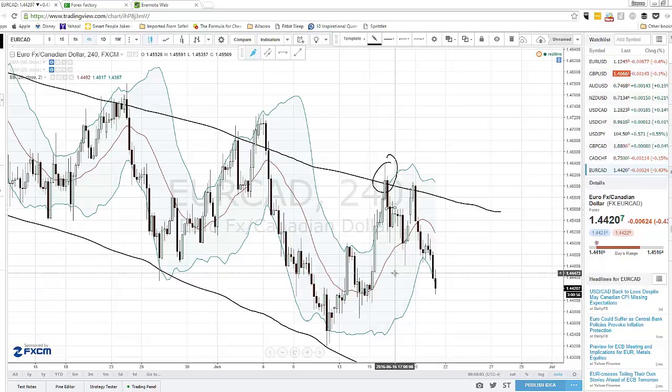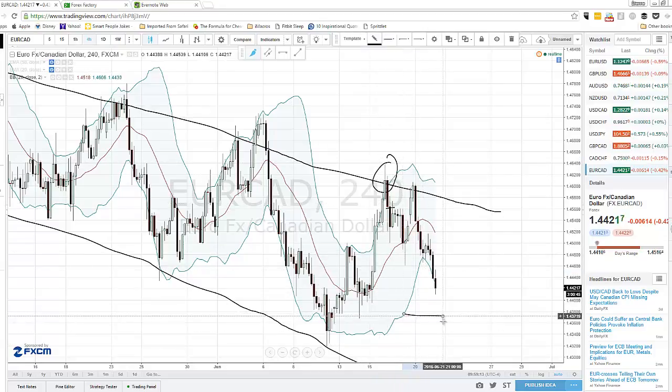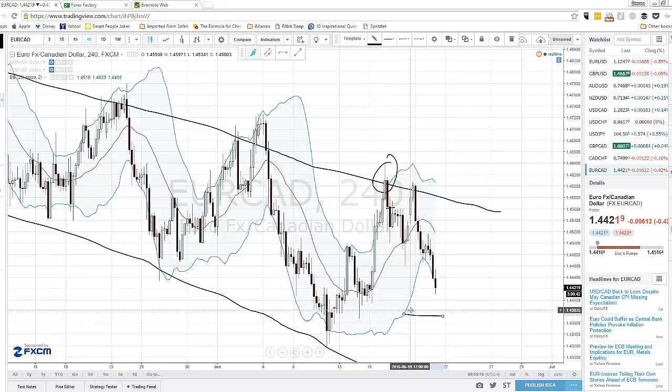Now, reward to risk was 2. So, about probably here or something similar. Maybe a little bit below. So, maybe somewhere here. Now, the way I manage that trade is I exited the first half at 1-to-1 of reward to risk. So, that's about here.